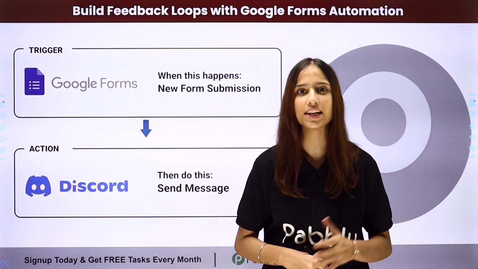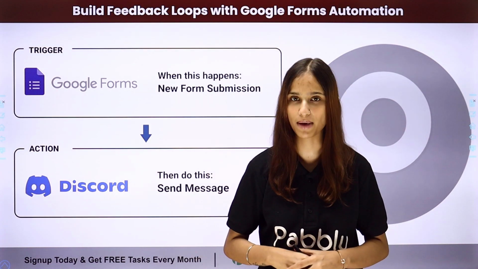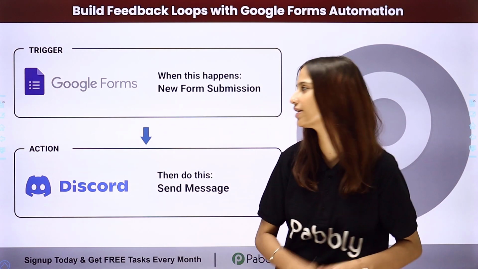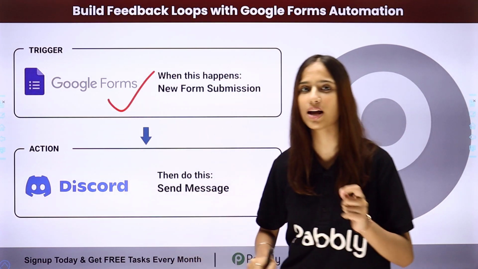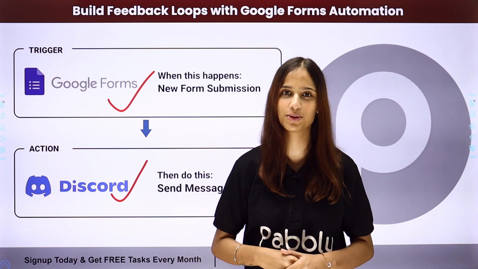So now to do this I need to build an integration between these two applications, for which I will be using Pabbly Connect, where my trigger application will be Google Forms and my action application will be Discord. So to learn more about this integration, follow me through the screen.